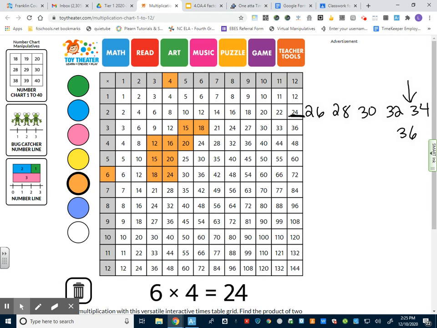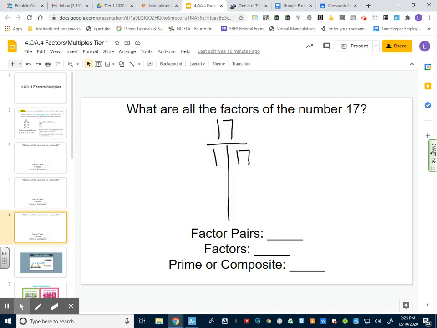My 6's, it skips over, in my 7's, my 8's, my 9's, my 10's, my 11's, and my 12's. There is nothing else I can multiply except for 1 and 17 to get the number 17. Therefore, it only has one factor pair. It has two factors, 1 and 17. Therefore, this is a prime, P-R-I-M-E. Only factors are 1 and me.